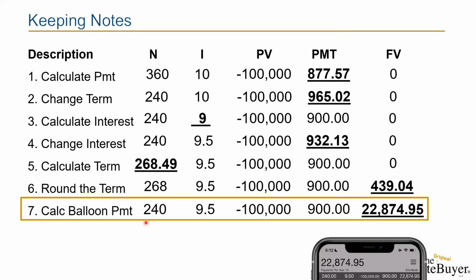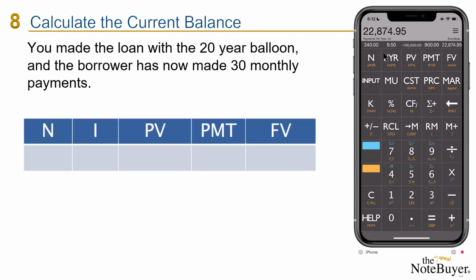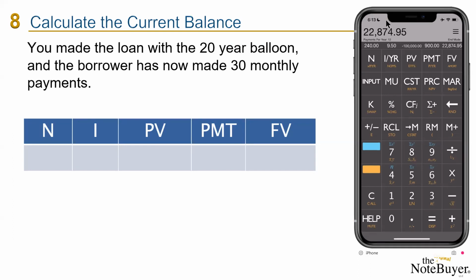Okay. And if we go over here to our notes, we see what we did here was we calculated a 20-year balloon payment. We put 240 into N, we solve for FV, and this is our balloon amount. So when they come in to pay off this loan, they're going to pay $22,874 plus the $900 payment. It was the 240th monthly payment. Okay. So you made the loan with a 20-year balloon.